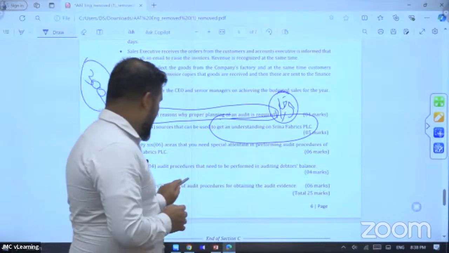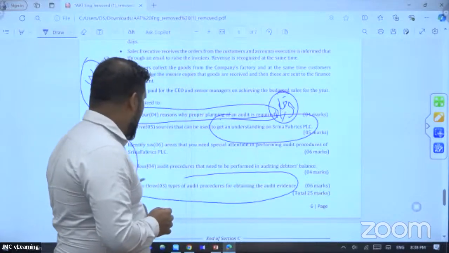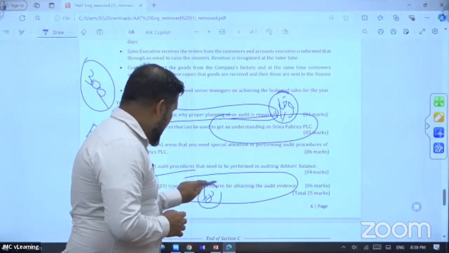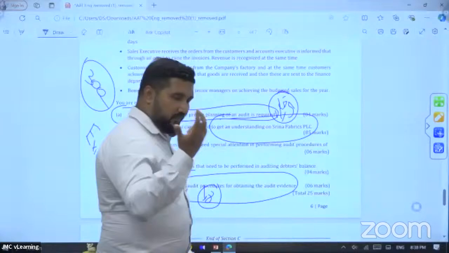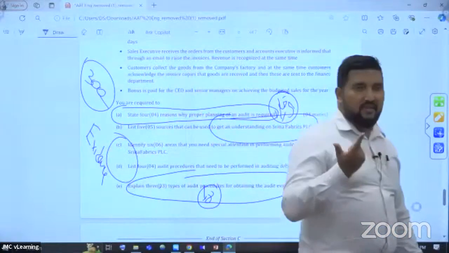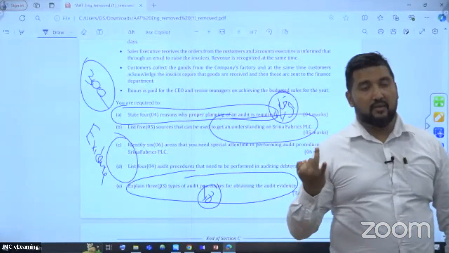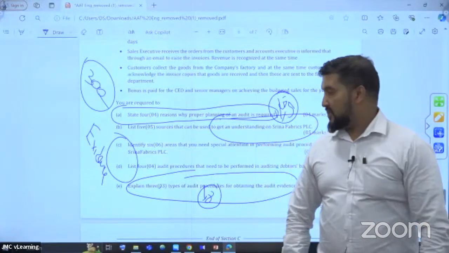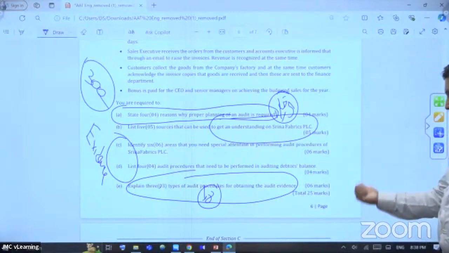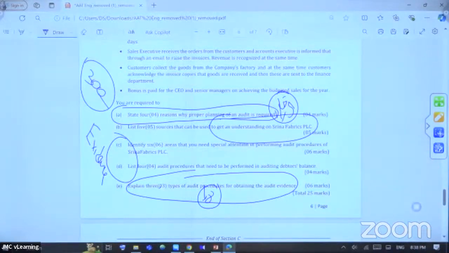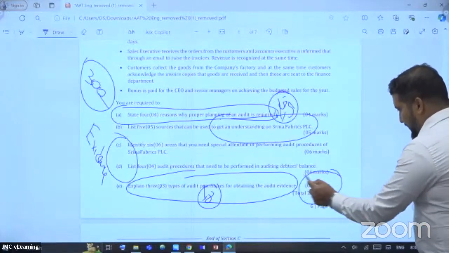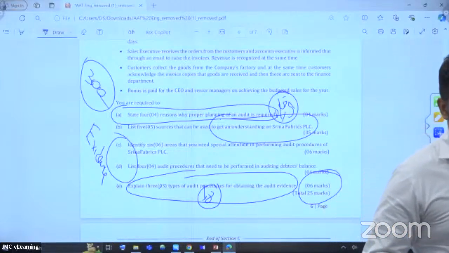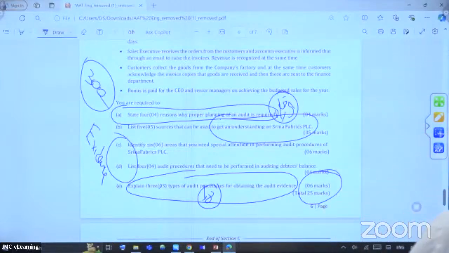Explain 3 audit procedures to obtain audit evidence. So how many procedures are there? Basically there are 8 procedures. What are those 8? Fixed asset inspection, document inspection, observation, questionnaires, confirmations, recalculations, reperformance, and analytical review procedures. So out of those 8, you need to explain 3 to obtain those 6 marks. Clear? Any questions?